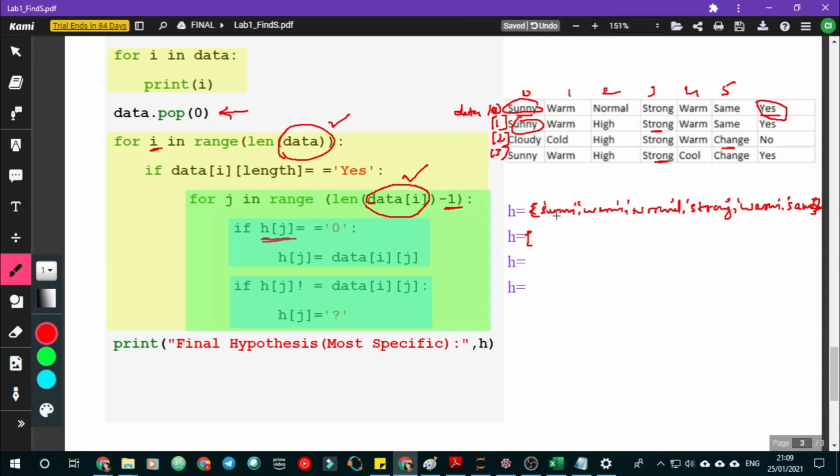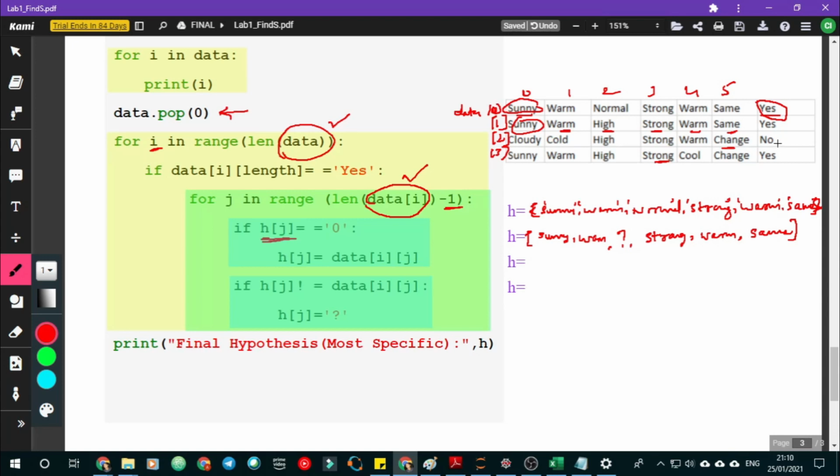This is the hypothesis. Sunny with sunny, no change. Warm with warm, no change. Normal with high, so I need to change it to a question mark. Strong with strong, no change. Warm with warm, no change. Same with same, no change. So this is the hypothesis after reading the second data sample.